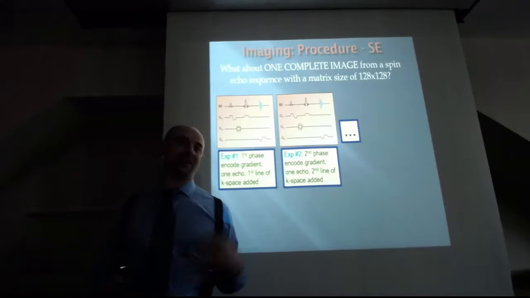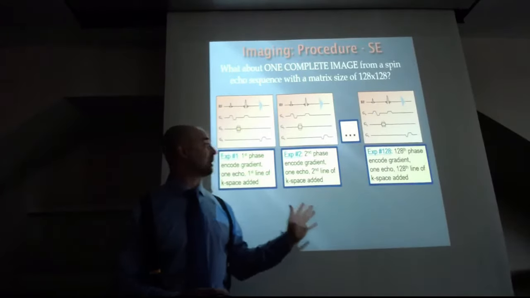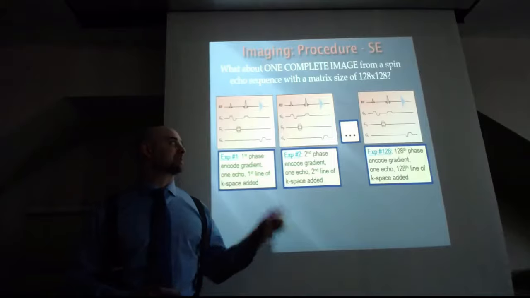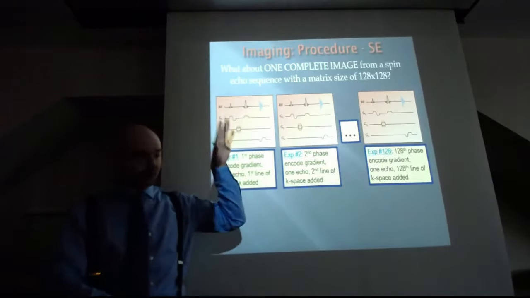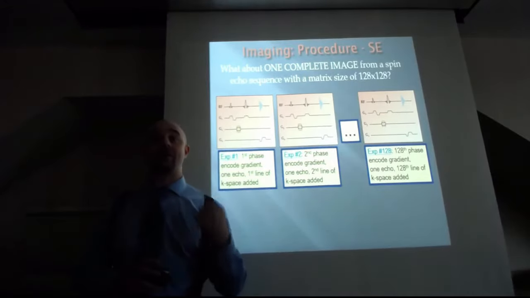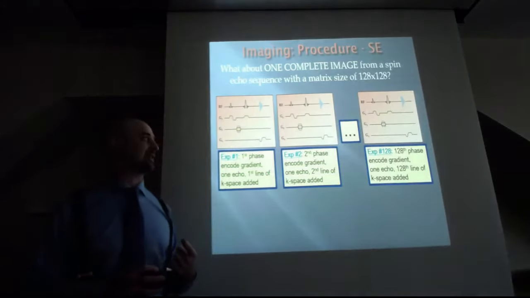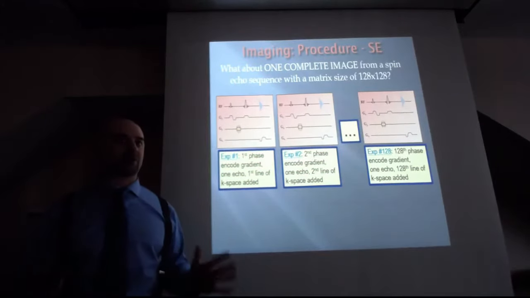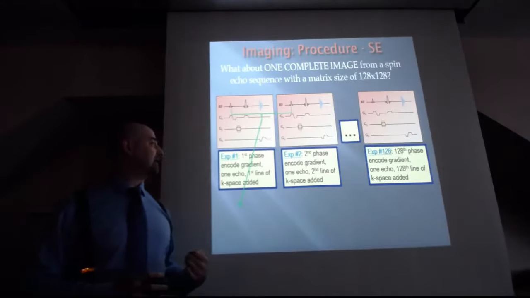I don't have to stand here and do this 126 more times. We get to the last one, experiment number 128. This is going to be your 128th phase encode gradient. Notice the yellow lines are in extremis over there. And you still collect one echo, and then that echo is going to represent the 128th line that you put into k-space. Okay, any questions? It's kind of a lot to digest, but all right.